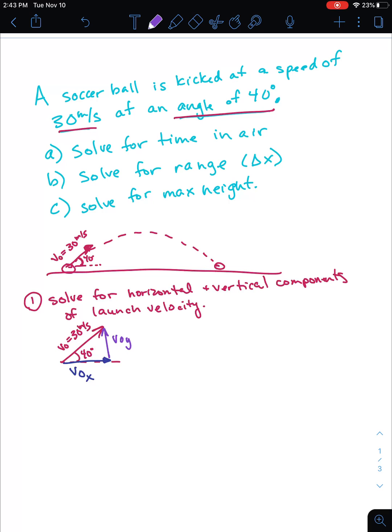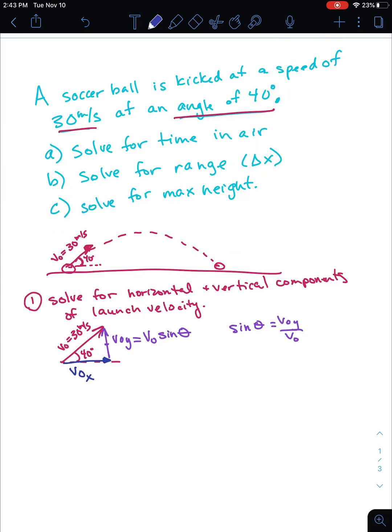When we're showing our work to solve for these, we want to say, okay, it's the sine that's going to solve for this y velocity, because this y velocity is opposite from the angle, and I know my hypotenuse. So you could write that the sine of your angle is equal to your starting y velocity over your starting velocity. Or you could rearrange that and say your starting y velocity is going to be solved for by taking your starting velocity times the sine of your angle.